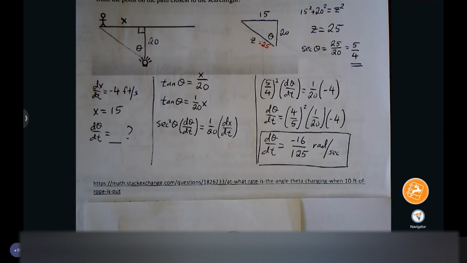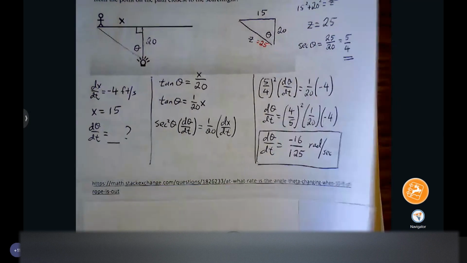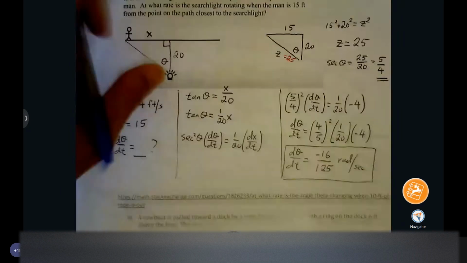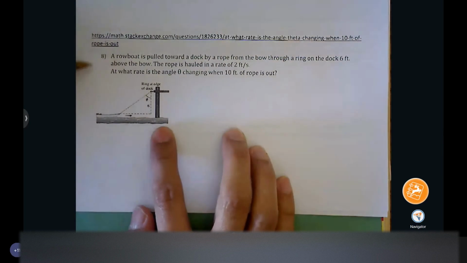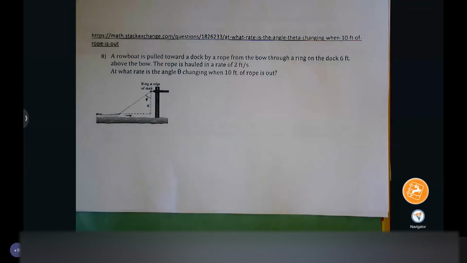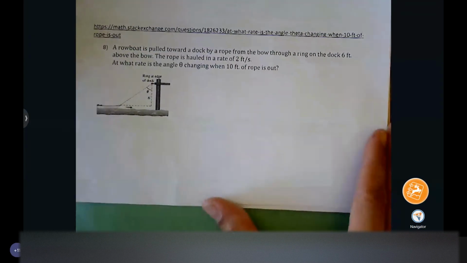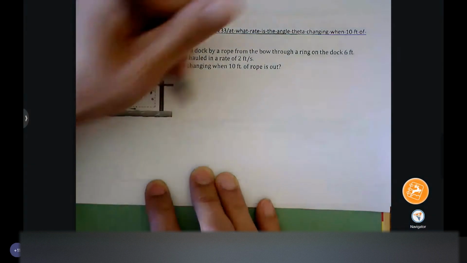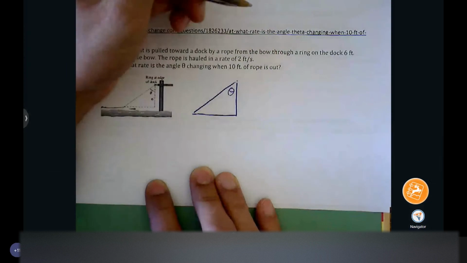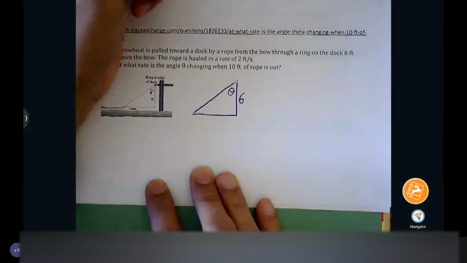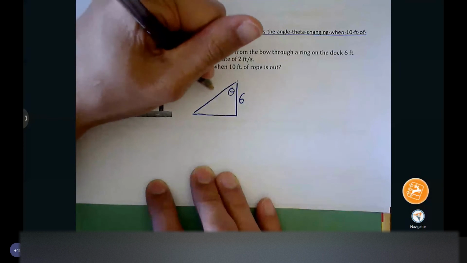Okay, let's do one more, number 8. So we have a rowboat pulled towards the dock by a rope, and it's directly 6 feet under the dock. The rope is being hauled in at a rate of 2 feet per second. At what rate is the angle theta changing when 10 feet of rope is out? So let's start with this diagram here. Theta is here. This is staying constant, and the rope is what's changing.